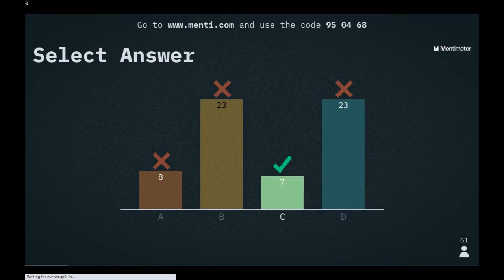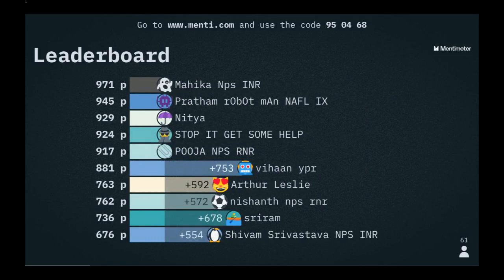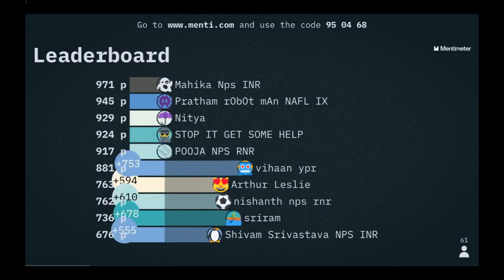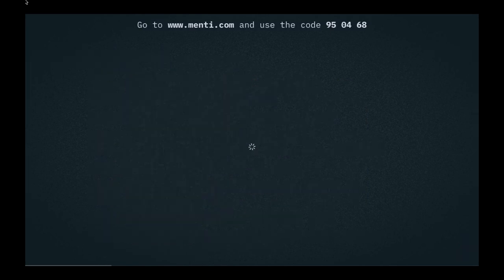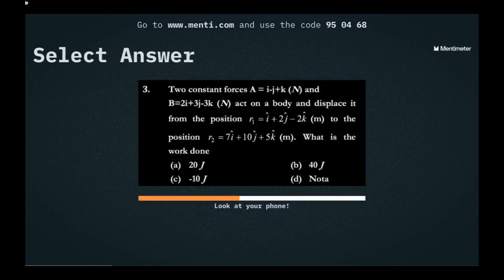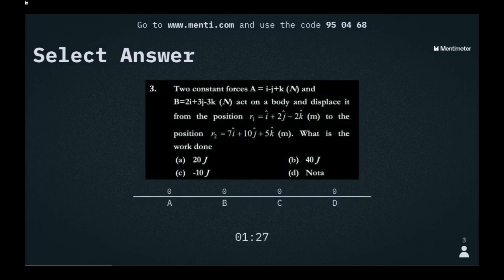Next question, and before we get the scoreboard, Vihan was the fastest one to respond. Leaderboard, and here we go to the third question. Two constant forces, one is A in Newton and another is B in Newton, act on a body and displace it from position R1 to the position R2. What is the work done?